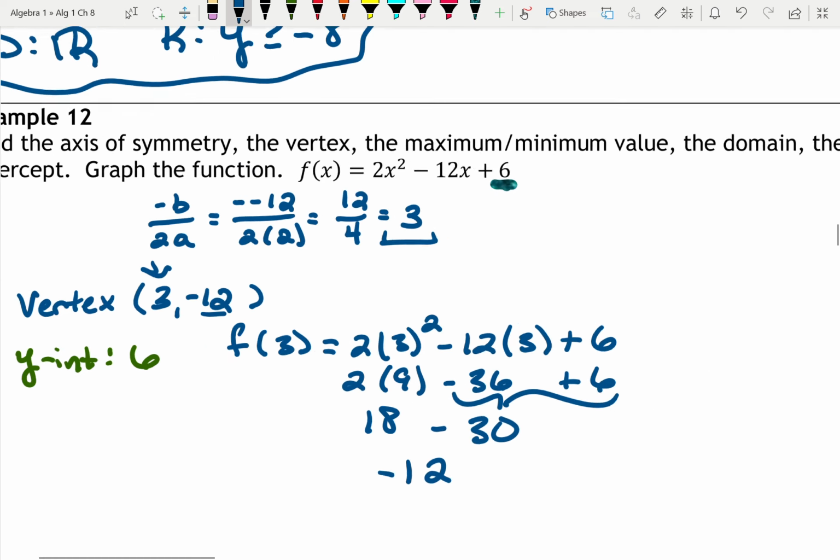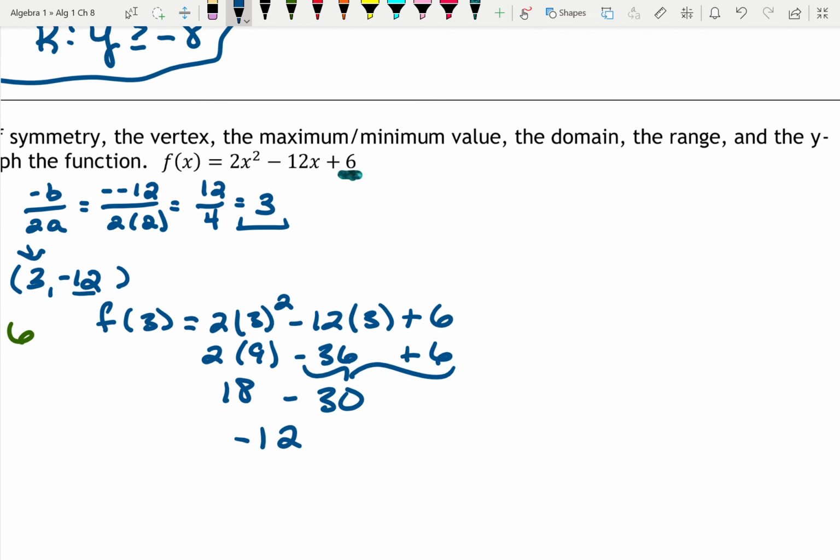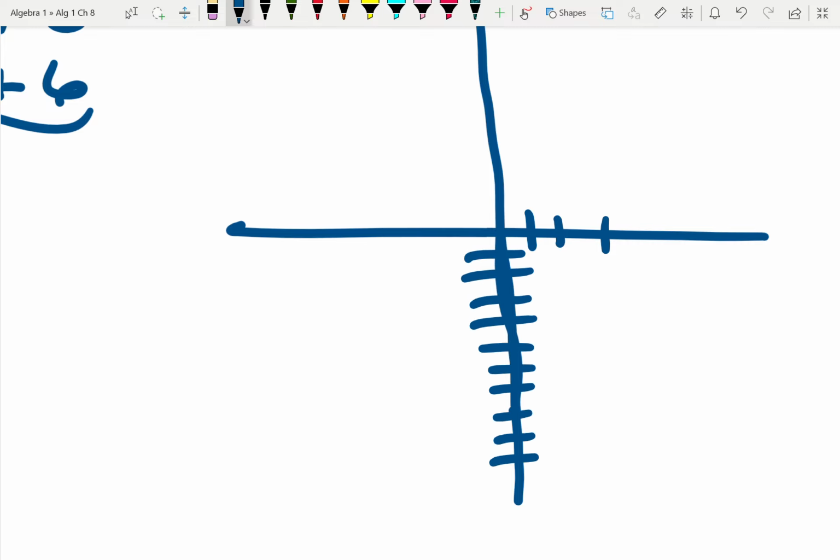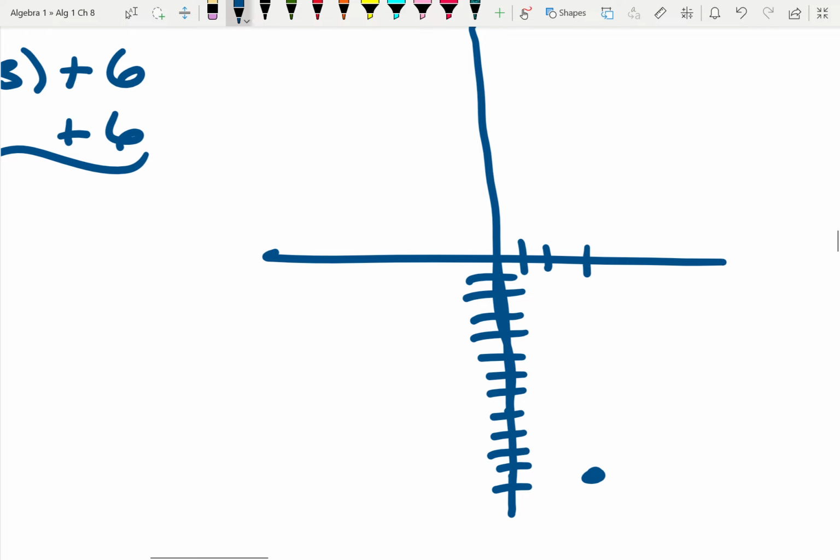Now we can go ahead and just start graphing. We're going to do an x-axis and a y-axis. Now unfortunately our vertex is quite low here, right at -12. So let me see if I can go right 1, 2, 3, and then 1, 2, 3, 4, 5, 6, 7, 8, 9, 10, 11, and 12. This is my vertex. And then like before, I'm going to use the numbers 1 and 4. Those give me the other 4 points.